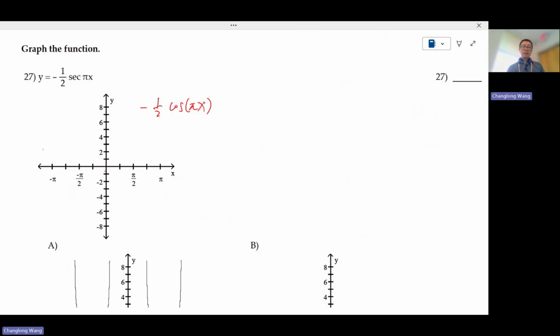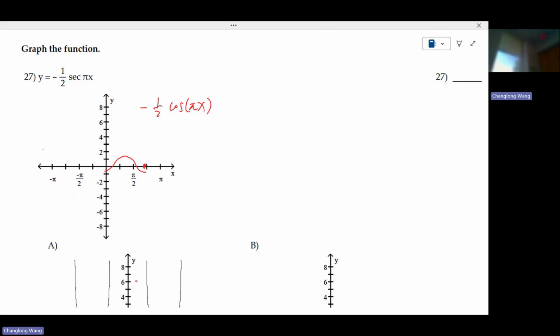Okay, how much is the period, you guys? Can you tell me? For pi x, the period is supposed to be 2, right? 2 pi over pi is 2. So 2 is somewhere, let's see, that's one, so roughly somewhere here. So I'm going to do a graph. Okay, is that good enough?